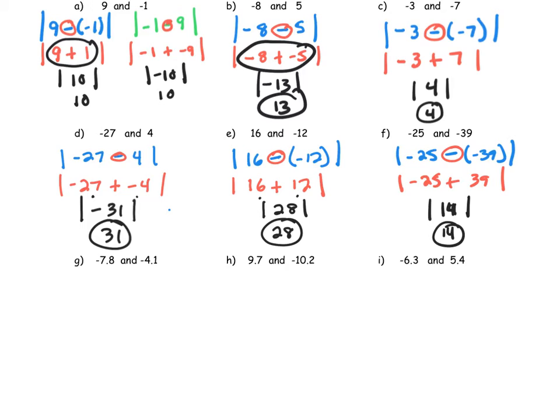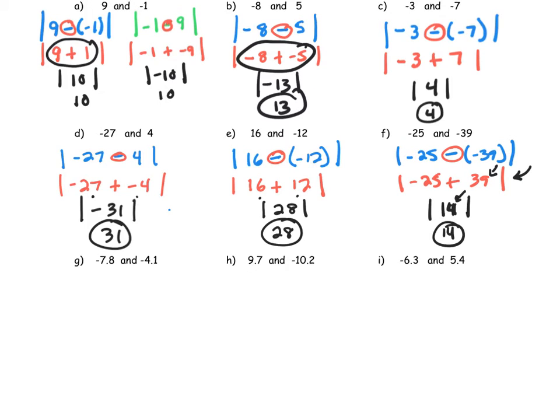The answer to F is positive 14. This is an example of adding 2 different sign numbers, which we really subtract. So that's kind of a tough rule to remember. And there's more positive value, so the answer is positive, and the absolute value is also positive.